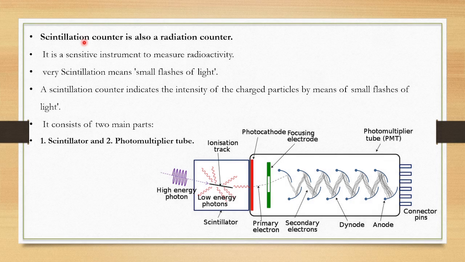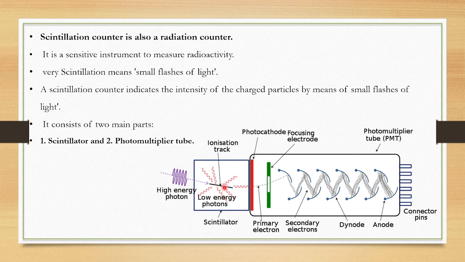Another instrument to record the radiation activity is called the scintillation counter. It's also a radiation counter. It's a sensitive instrument to measure the radioactivity. Scintillation means small flashes of light. You can see the flashes of light here. A scintillation counter indicates the intensity of the charged particles by means of small flashes of light.